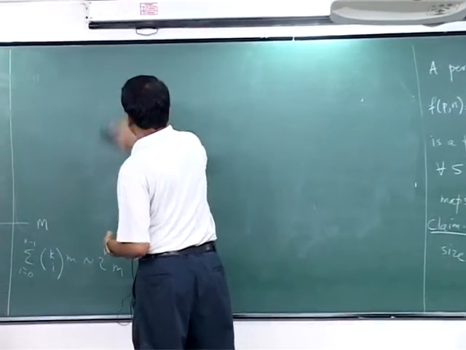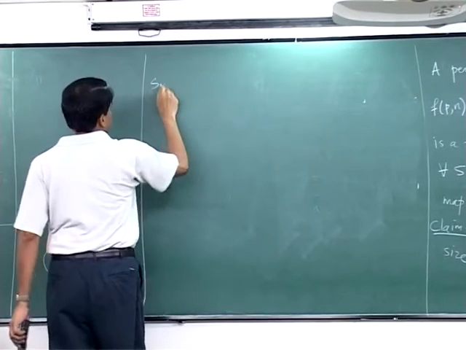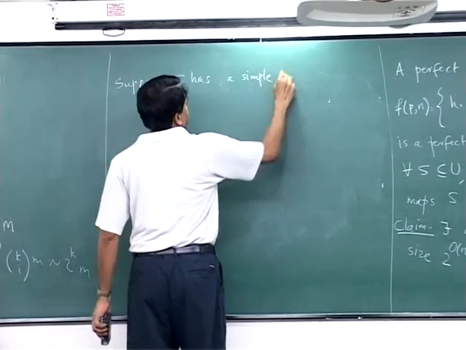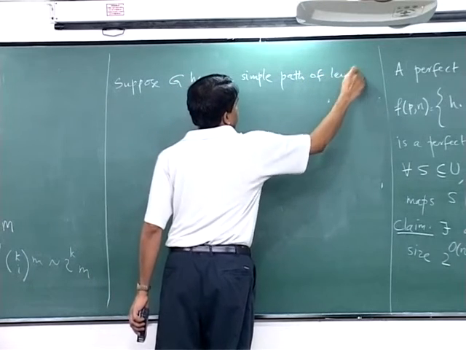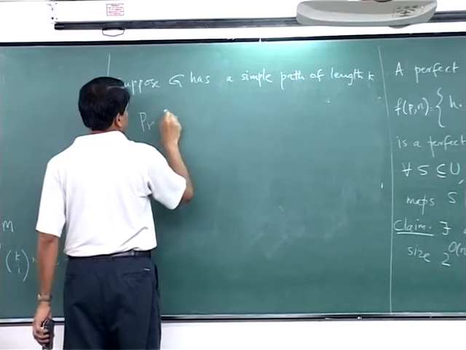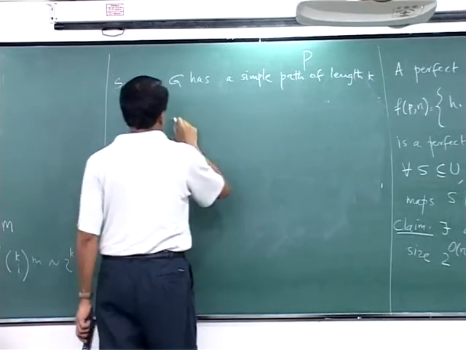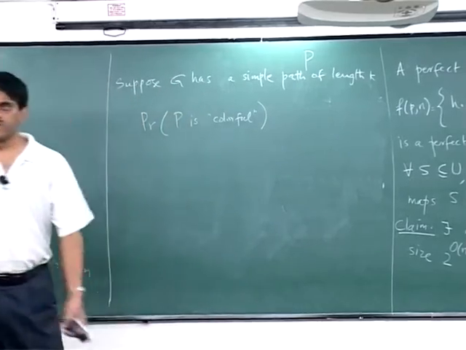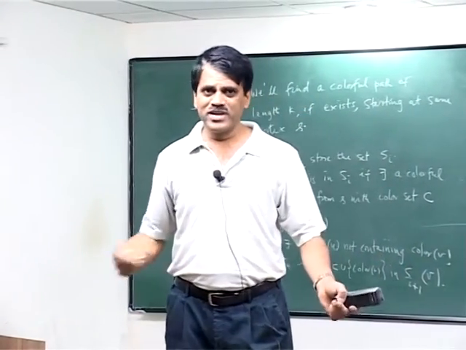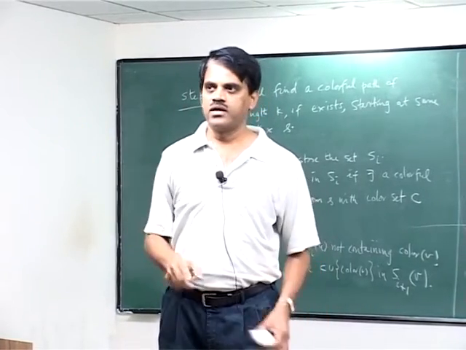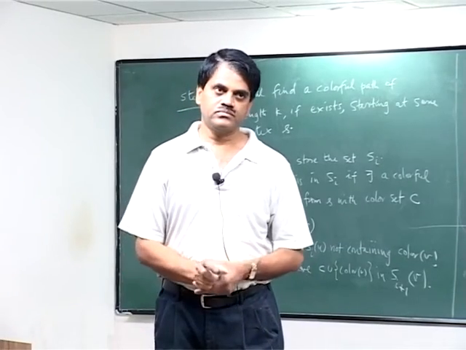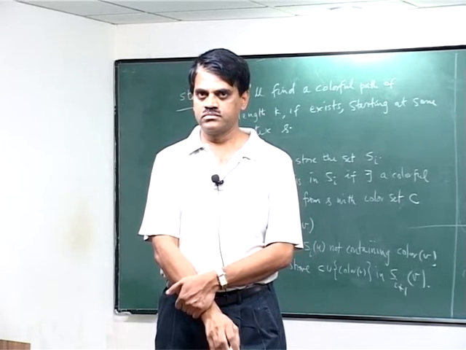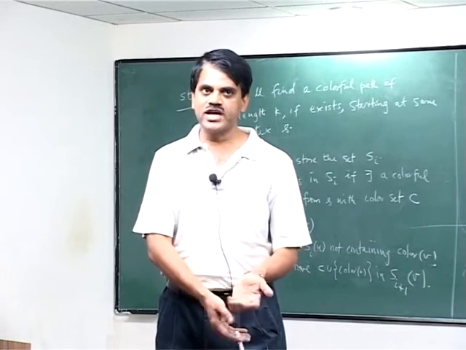So now let's go to step 3. Suppose G has a simple path of length k. Call this path P. What is the probability that P is colorful? I have a simple path of length k. What is the probability that all these vertices get different colors by my original random coloring? Each vertex gets one of k colors.